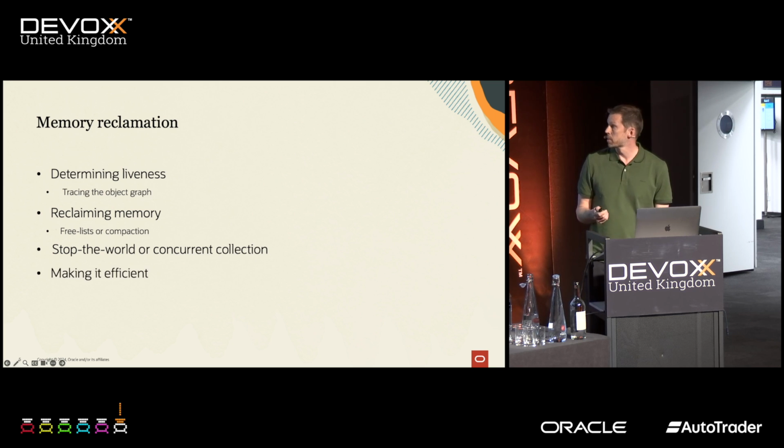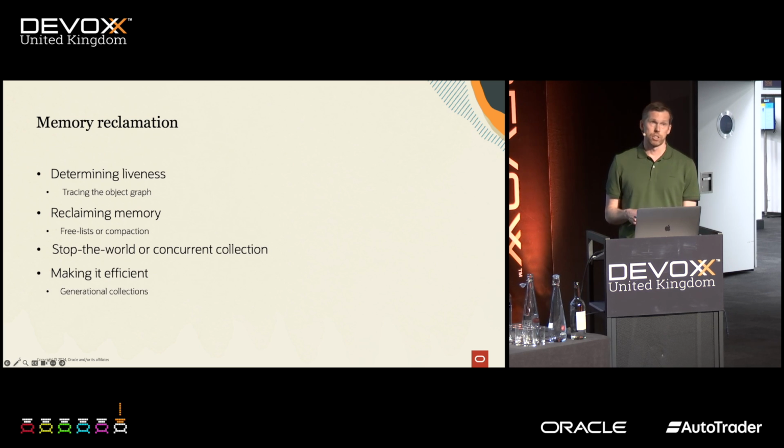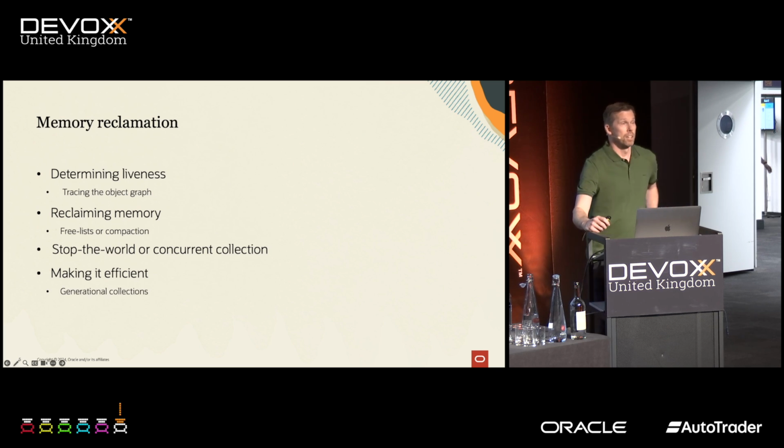Depending on the choice here, you get different performance characteristics for the GC, and that's one of the reasons for having multiple GCs. And then, of course, we need to make this very efficient to have great performance for the Java platform. There are many different techniques here, and I'm just going to mention one of the most important ones that we use in Java, and that is having generational collections.